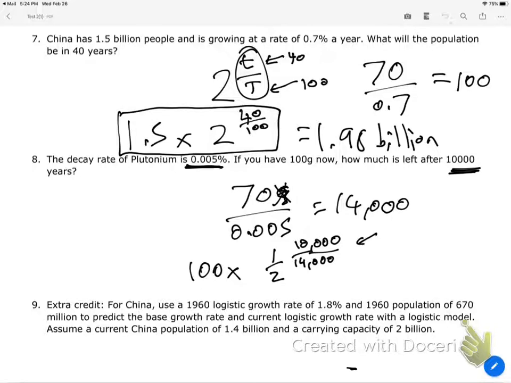Right, so let's try this calculator again. Half, right, 0.5, raise it to the power of 10,000 over 14,000. Bear with me. Hope I've done that right. Times 100. Okay, so about 61 grams, 60.95. Hopefully I've done that right. Okay, so there you go, because it's going down this time. It's decaying, so it started at 100, went down to 61. Right, okay, so last question.